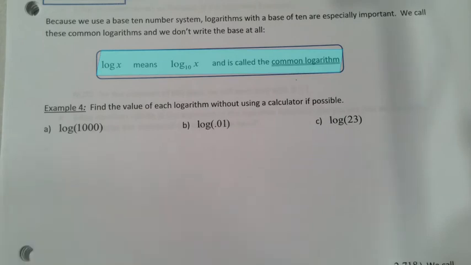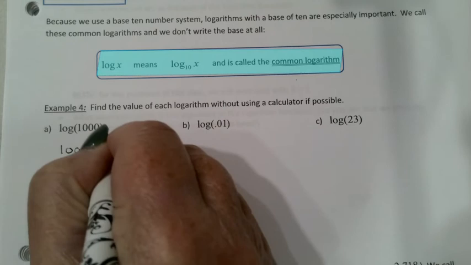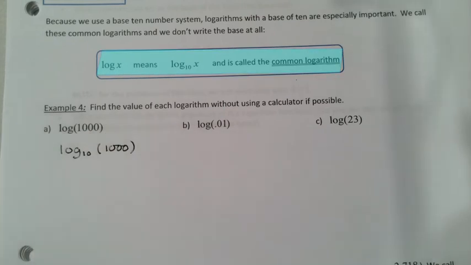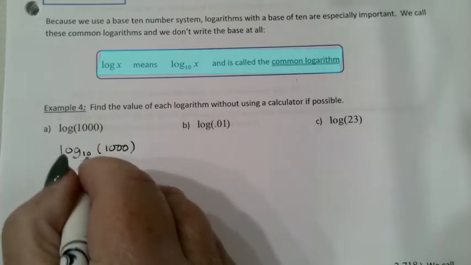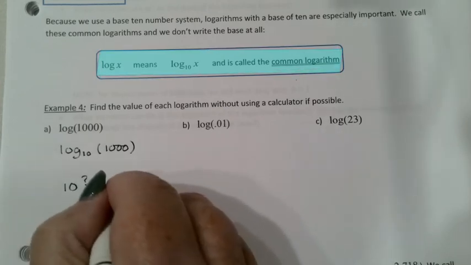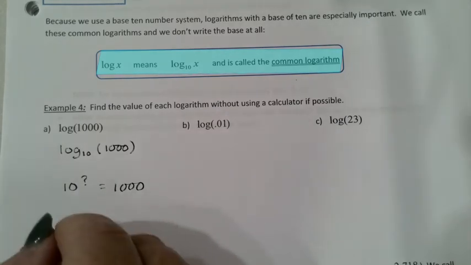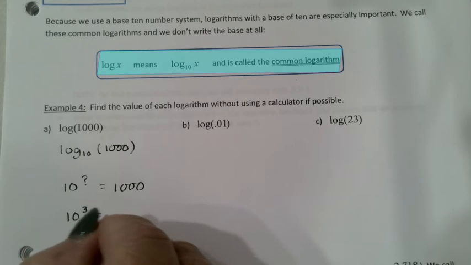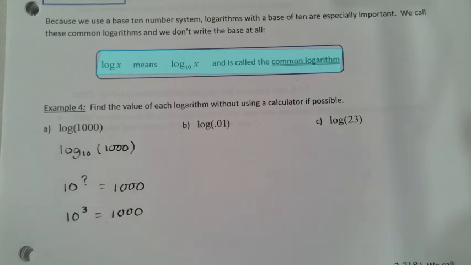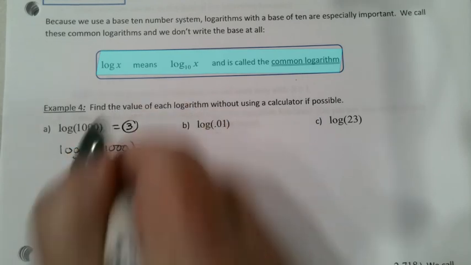So if I have the logarithm of 1,000, that's automatically the logarithm base 10 of 1,000. My base is 10. What power would I need to get 1,000? Well, I know 10 cubed is 1,000. Remember that little memory aid that whatever power you put on the 10, that's how many zeros you get? So the log of 1,000 is 3, third power there.